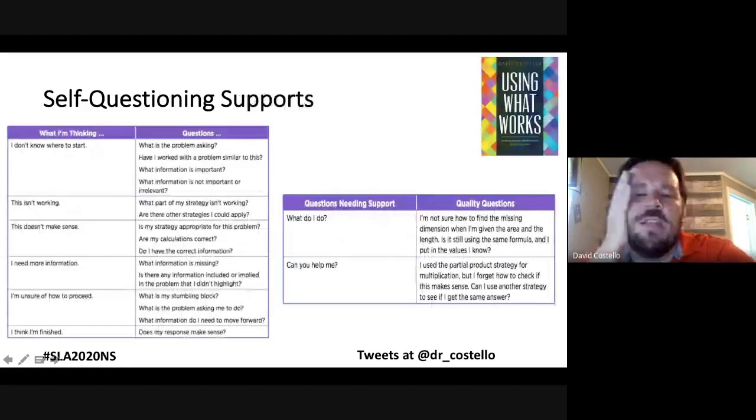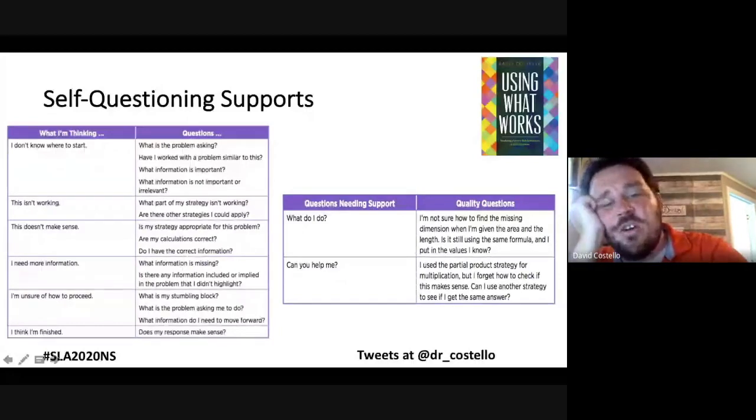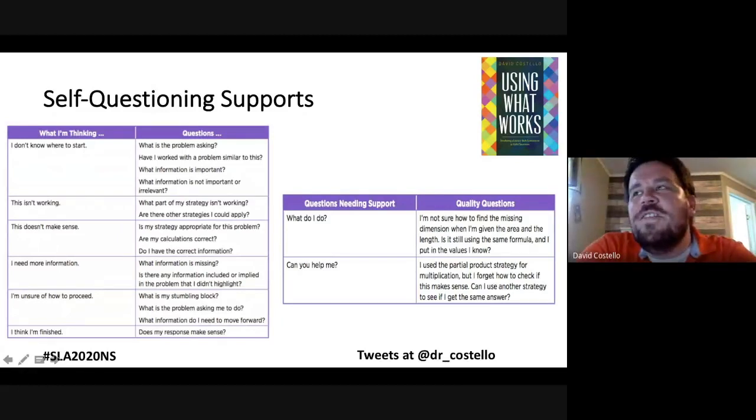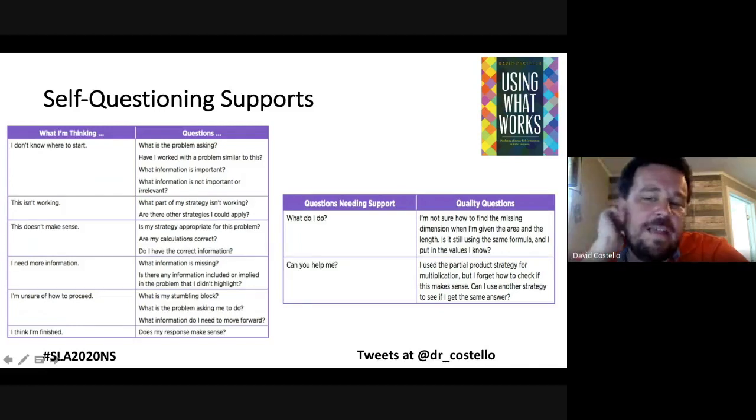Let's look with the one on the right first. These were the two questions that the students heard most. What can I do? Or can you help me? That's really not students being active learners. So what that teacher did is kind of showed, if you have a what do I do question, here is a sample that came from the class of a quality question. I'm not sure how to find the missing dimension when I'm given the area and length. Is it still using the same formulas and I just put the values in I know? So that would be an example of a student using self-questioning.